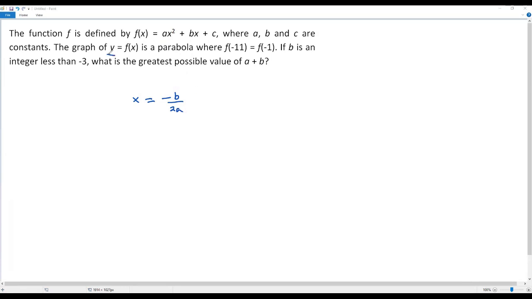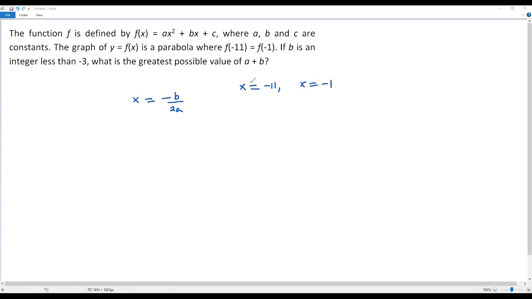Okay, now let me consider this. That is y equals f of x. That is, f of x represents the value of y. Now let's consider this f of negative 11 and f of negative 1. Both of them are values of y and both of them are equal. And this negative 11 and this negative 1 are the values of x. Let me write it over here. x equals negative 11 and x equals negative 1.